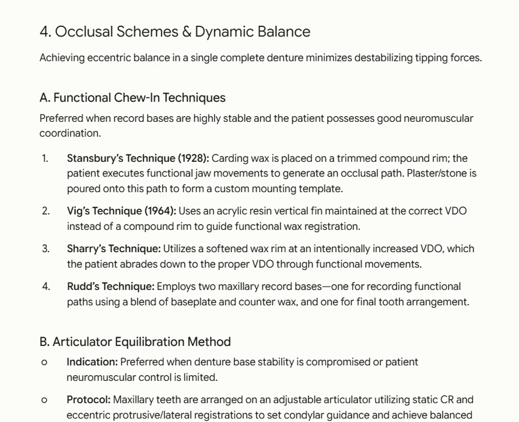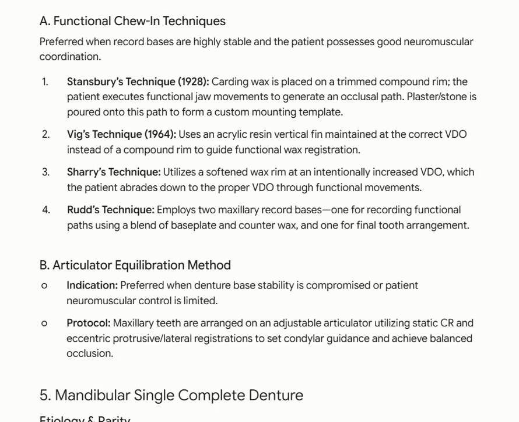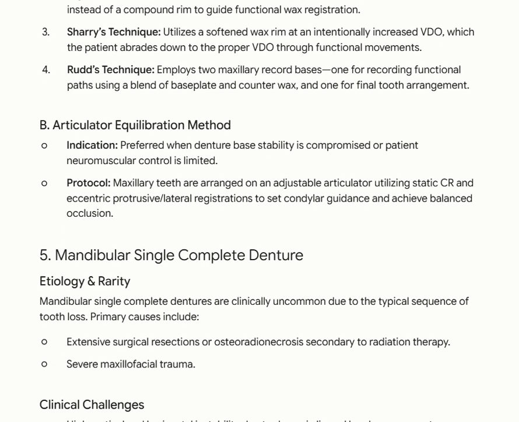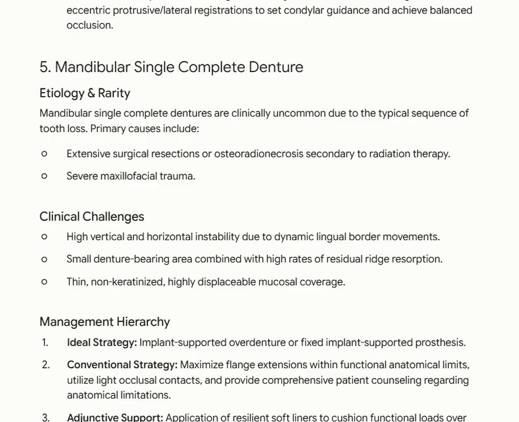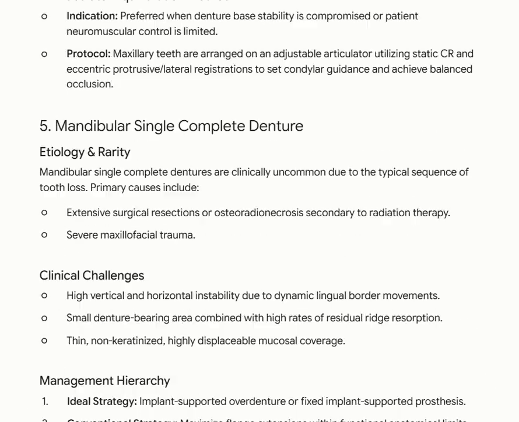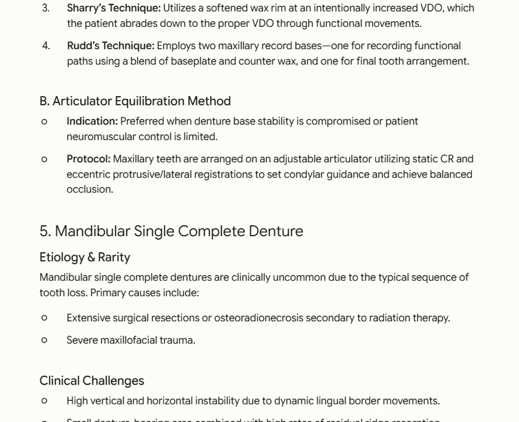Etiology and rarity. Mandibular single complete dentures are clinically uncommon due to the typical sequence of tooth loss. Primary causes include extensive surgical resections or osteoradionecrosis secondary to radiation therapy, and severe maxillofacial trauma. Clinical challenges: high vertical and horizontal instability due to dynamic lingual border movements. Small denture-bearing area combined with high rates of residual ridge resorption. Thin, non-keratinized, highly displaceable mucosal coverage.